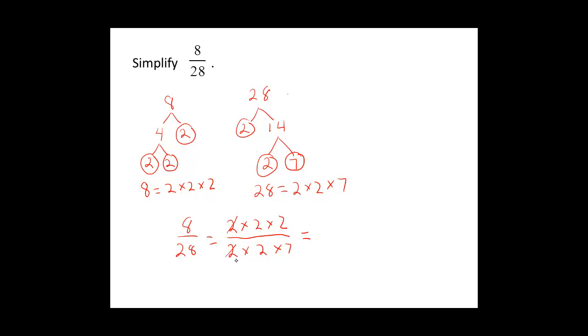2 divided by 2 is 1, and 2 divided by 2 is 1. We can divide out a 2 here, and then we are left with 1 times 1 times 2, which is 2. And 1 times 1 times 7, which is 7. 8 over 28 can be simplified as 2 over 7.